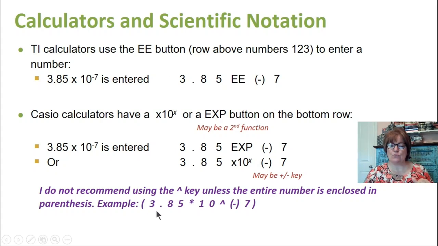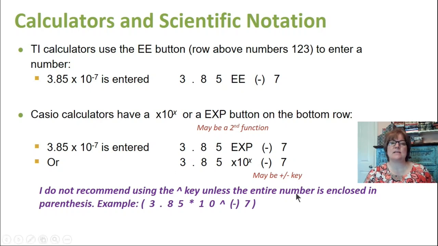So some people say, oh, I don't want to learn the scientific notation button. I'm just going to use the times button and then type in 10 and then use the exponent button and then put in the exponent. Well, that works sometimes, but not always. The problem is that this number and this number are considered two separate numbers by the calculator, and that will matter when we're doing divisions. You will get the wrong answer unless you put the entire thing in parentheses.